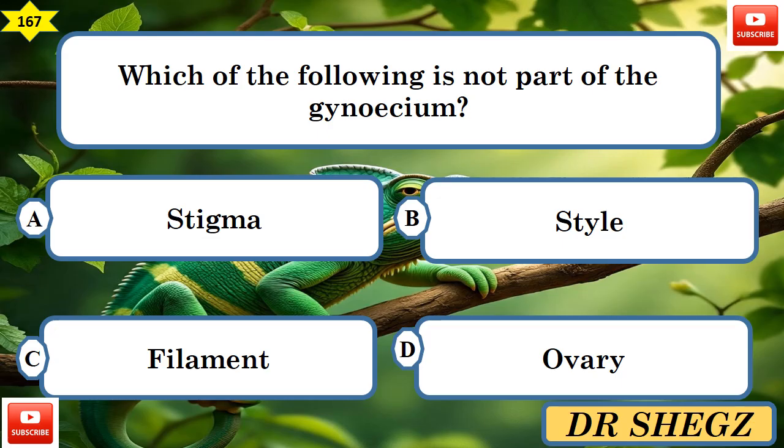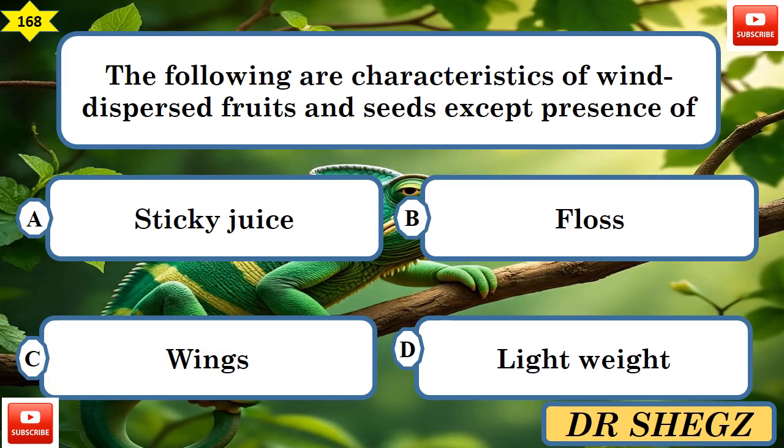The following is not part of the gynoecium of flowers. Answer is filament. Filament is part of the androecium, that's the male part of flowers. Gynoecium is the female part of flowers. So filament is part of the androecium.